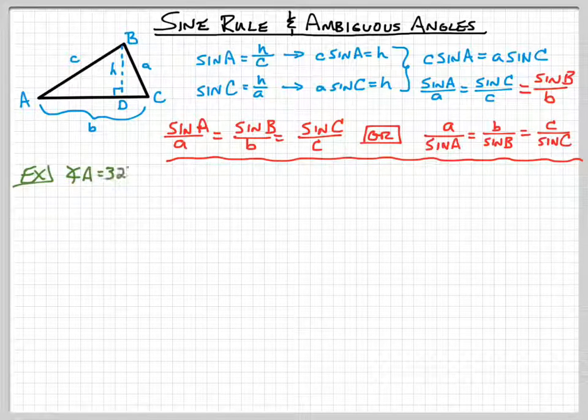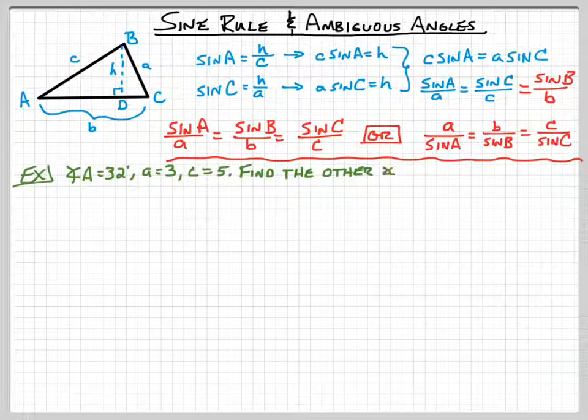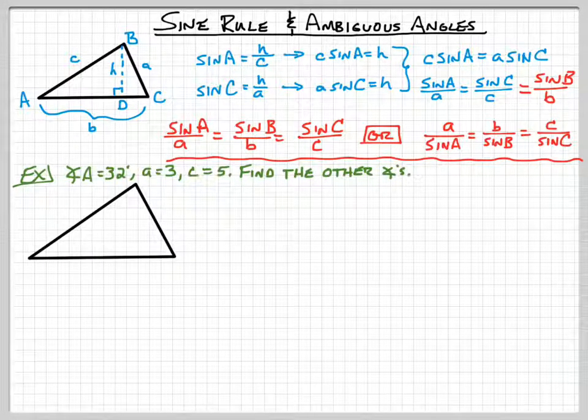Okay, so we're going to look at angle A is 32 degrees, side A is 3, side C is 5, and we're going to find the other angles for this. So let's start by drawing ourselves a triangle, and we've got 32. Side A is opposite that 32, so that's 3, and then side C, I'm just following the one from above, so we've got 5 across from that. That means this is going to be the angle that we're looking for, theta. So we set up our proportion: sine 32 goes with side 3, and sine theta goes with side 5.